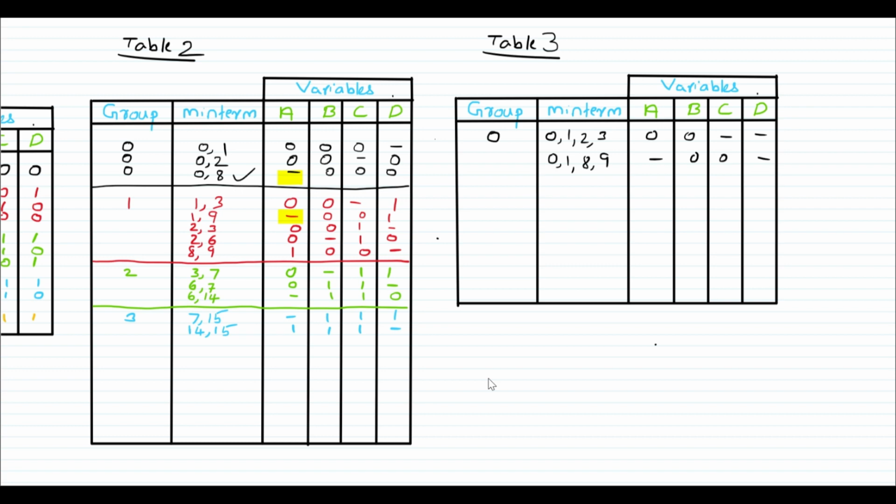But it is already available here, 0, 8 and 1, 9. So it's already grouped. So no other min terms have a dash in the first variable A. So we have compared all the min terms of group 0 with all the min terms of group 1. Now we will go to group 1.